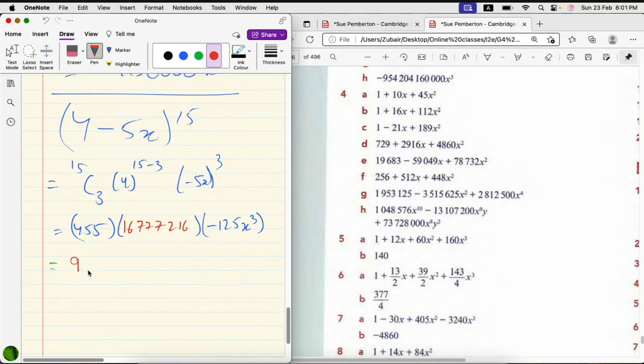So it's 9.5420416 into 10 raised to power 11x cube. Are you getting the same numbers now? Yep.